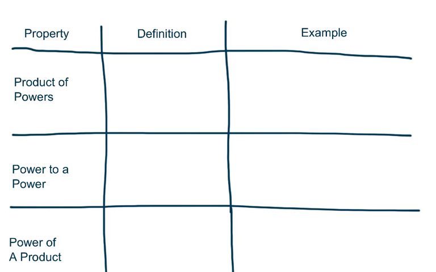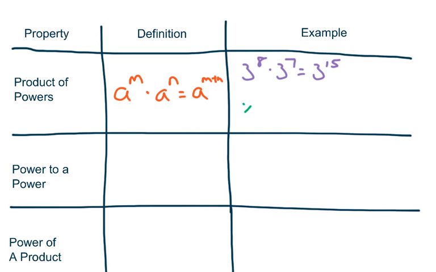So the definition for product of powers says if we have the same base and we are multiplying a to the m times a to the n, what we can do is add those two exponents. And when we add those two exponents, the base does not change, m plus n. So for an example here, we could say 3 to the 8th times 3 to the 7th becomes 3 to the 15th power. We would add 8 and 7.